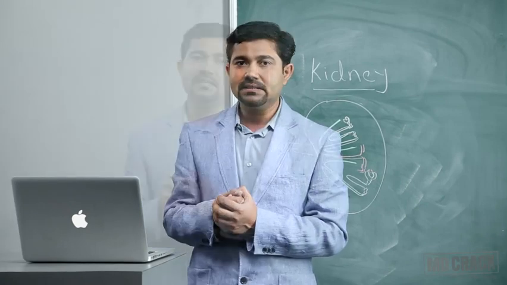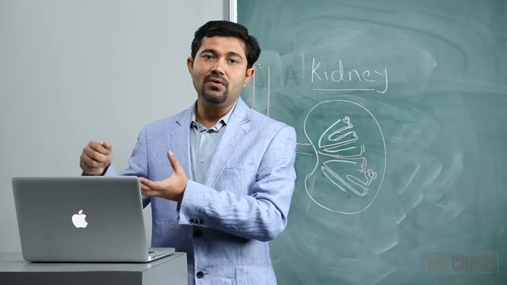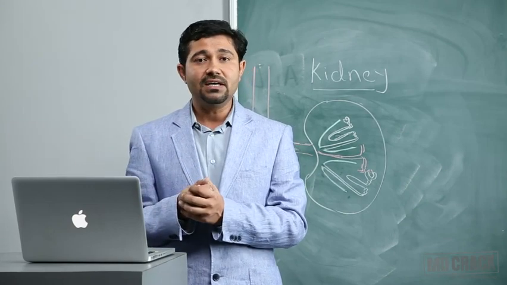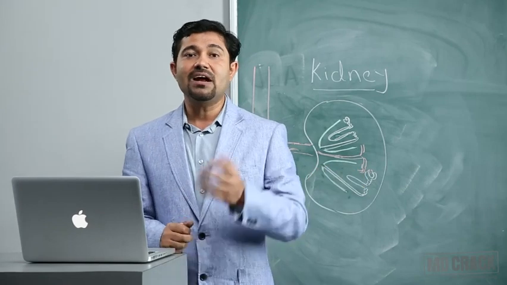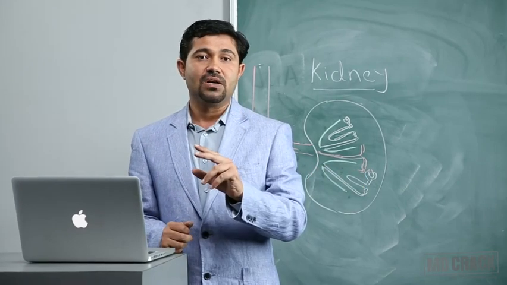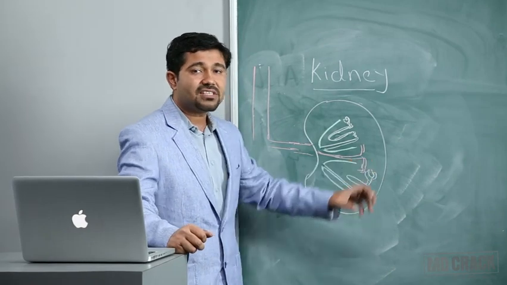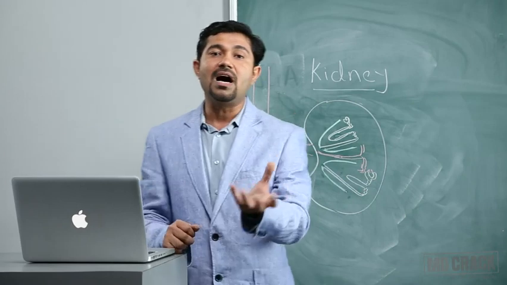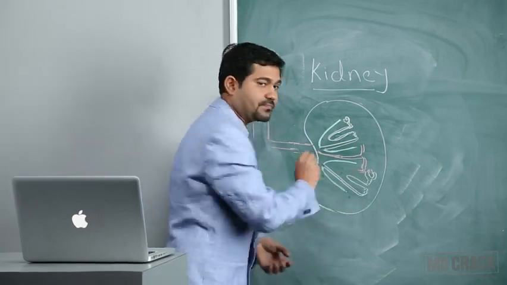Normally what happens in the other parts of the body? Capillaries will unite to form venule and vein. But here the renal system is a portal system. That means it will have two sets of capillaries. So the afferent arteriole will divide into capillaries, and these capillaries will unite again to form an arteriole, which will be called the efferent arteriole.